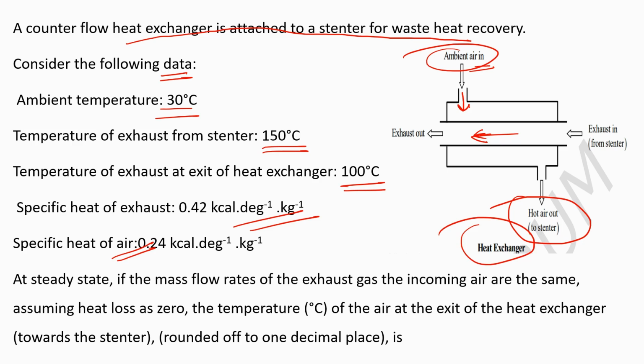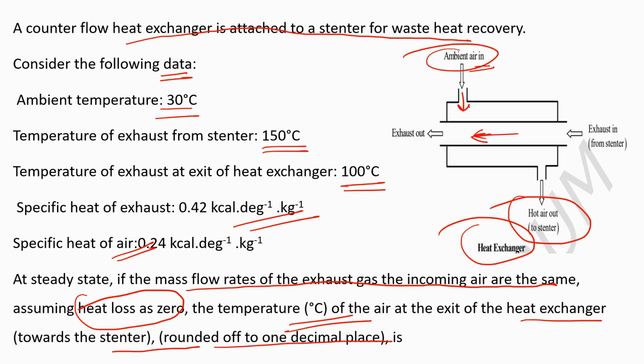So it is said in the question that at a steady state, if the mass flow rate of the exhaust gas and the incoming air are the same, assuming heat loss as 0, what is the temperature in degree Celsius of the air at the exit of the heat exchanger towards the stanter, rounded off to 1 decimal place. This is a general question from the waste heat recovery part.